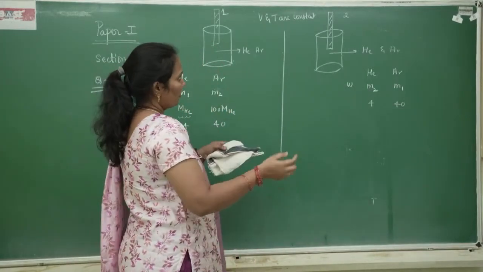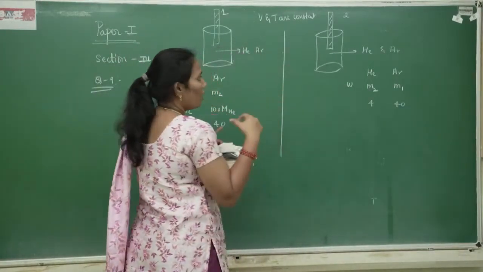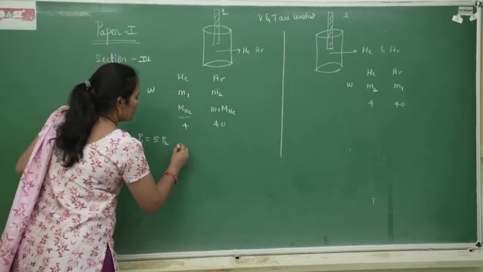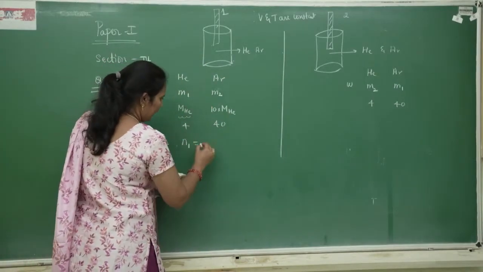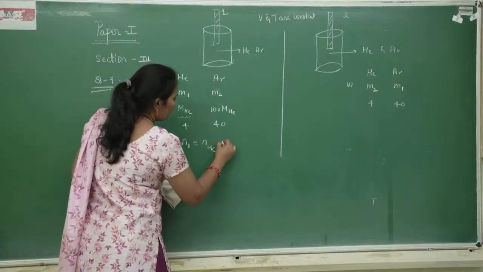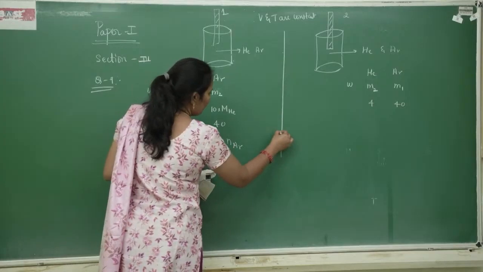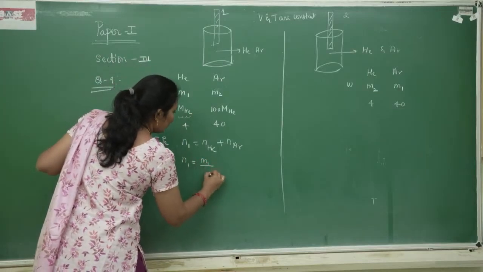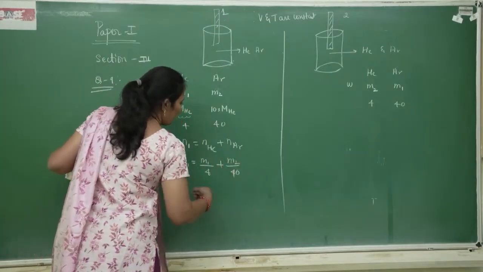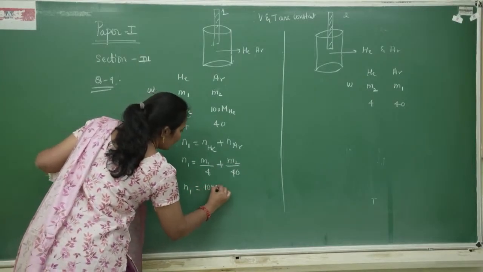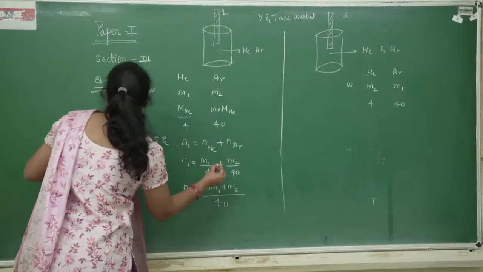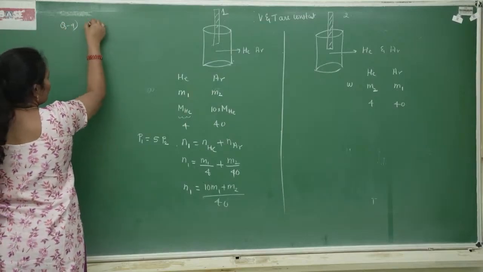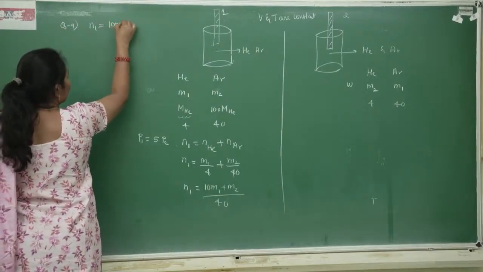Now, V and T are the same. What are the variables here? The variables are M and pressure. So let us find out the total moles. Total moles in the first cylinder will be N1, which is moles of helium plus moles of argon. Moles of helium is given mass by molar mass, that is M1 by 4, plus M2 divided by 40. When you simplify this, you get N1 equal to 10 M1 plus M2 divided by 40. So N1, the moles in the first cylinder, will be proportional to 10 M1 plus M2.